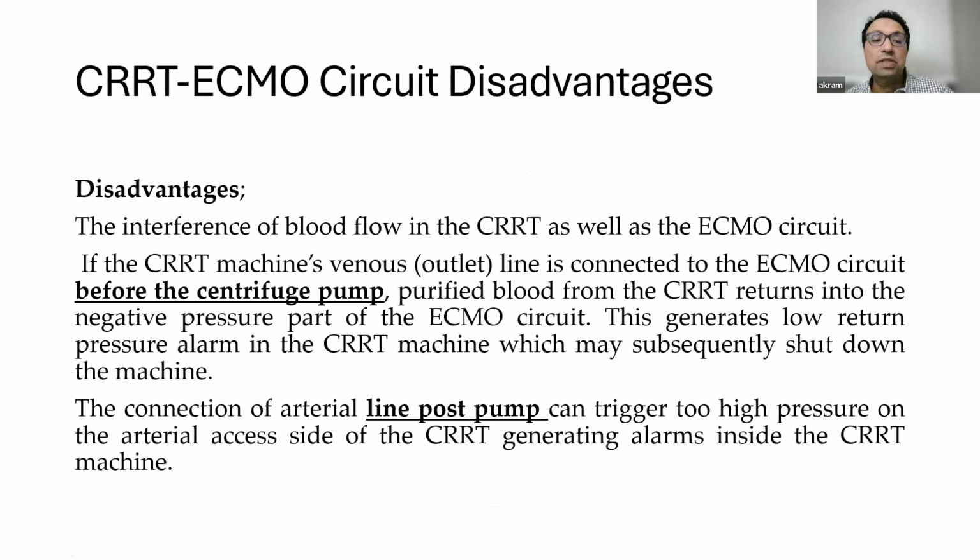The disadvantages of CRRT to ECMO circuit incorporation are that if the CRRT machine venous line is connected to the ECMO circuit before the centrifugal pump, purified blood from the CRRT returns to the negative pressure part. This generates a low return pressure alarm in the CRRT machine, which may subsequently shut down the machine. So usually the CRRT is not always continuous and needs a restart every now and then. The connection of the arterial line post-pump can trigger too high pressure to the arterial access side of the CRRT, generating alarms inside the CRRT machine.